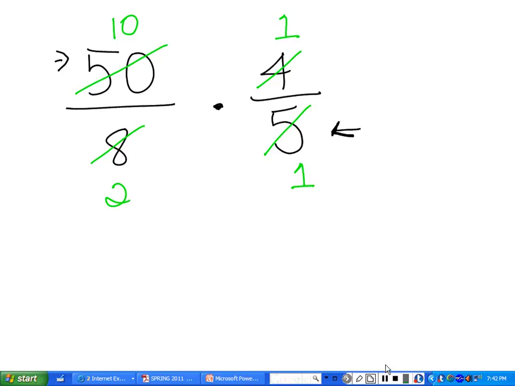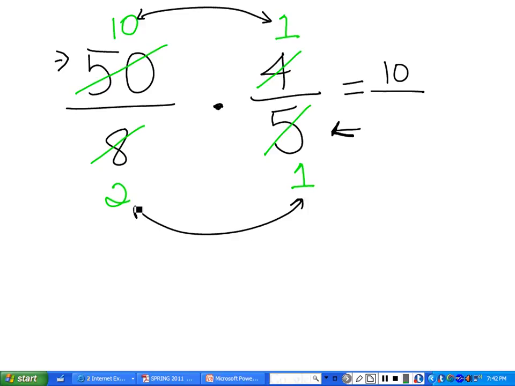Alright, now all we have to do is multiply across. We have 10 times 1, which gives us 10. And we have 2 times 1, which gives us 2. Then we look at our answer and realize 10 is divisible by 2. So the final answer is 5.